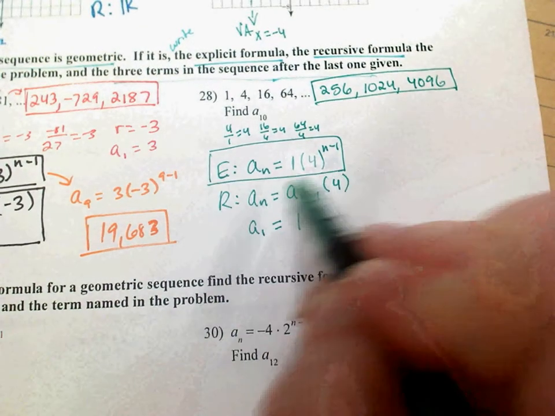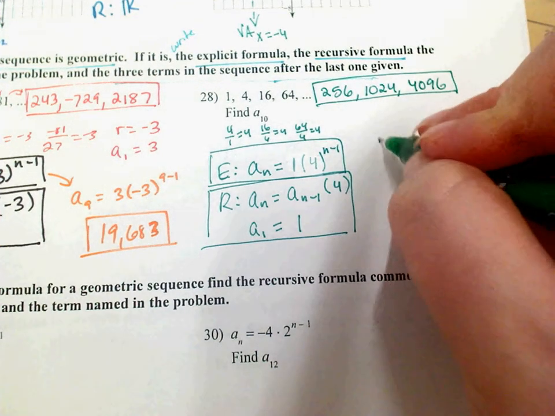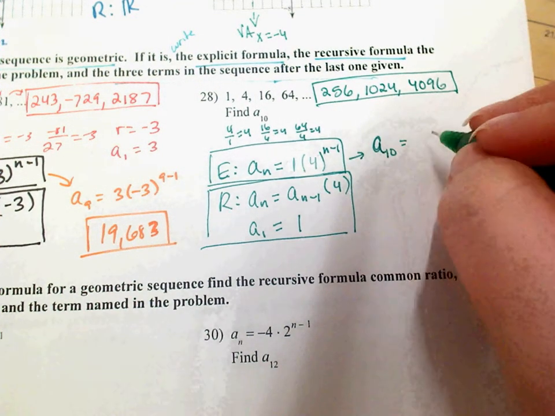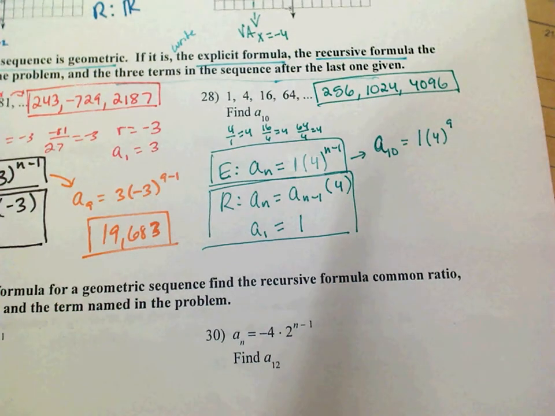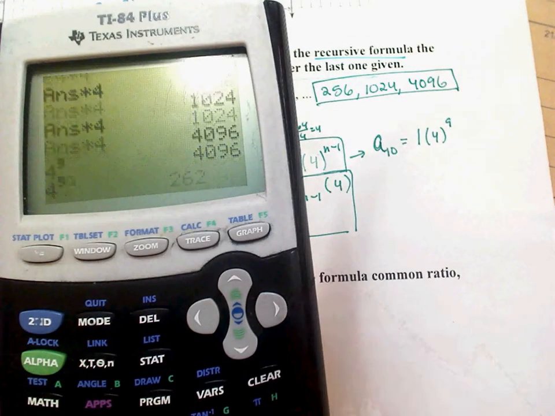And then I want to find the 10th term, so a sub 10 equals 1 times 4 to the 9th. So basically just 4 to the 9th, and I don't have that in my power chart, so 4 raised to the 9th is 262,144.